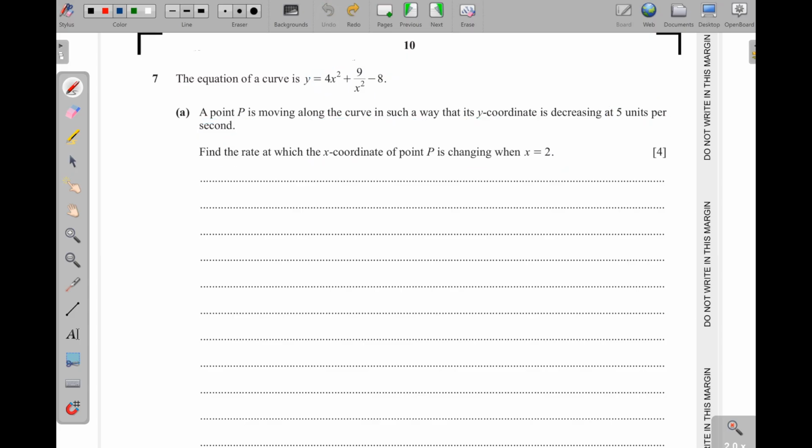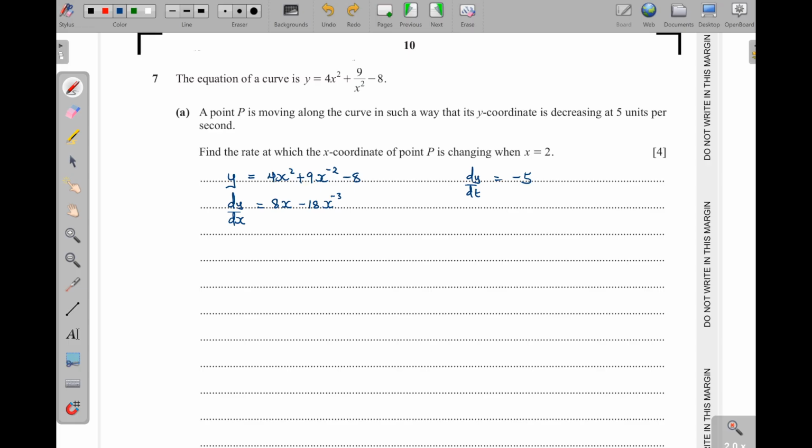Okay, so what we are given is dy/dt, which is -5 because they said it is decreasing. If they say it is decreasing, you put a negative. If it is increasing, then you put a plus. Now our y is equal to 4x squared, plus 9x to the power of -2, minus 8. We need to get dy/dx because we see the changing in x and the changing in y. This will be 8x, minus 18x to the power of -3. When you differentiate a constant, that one goes.